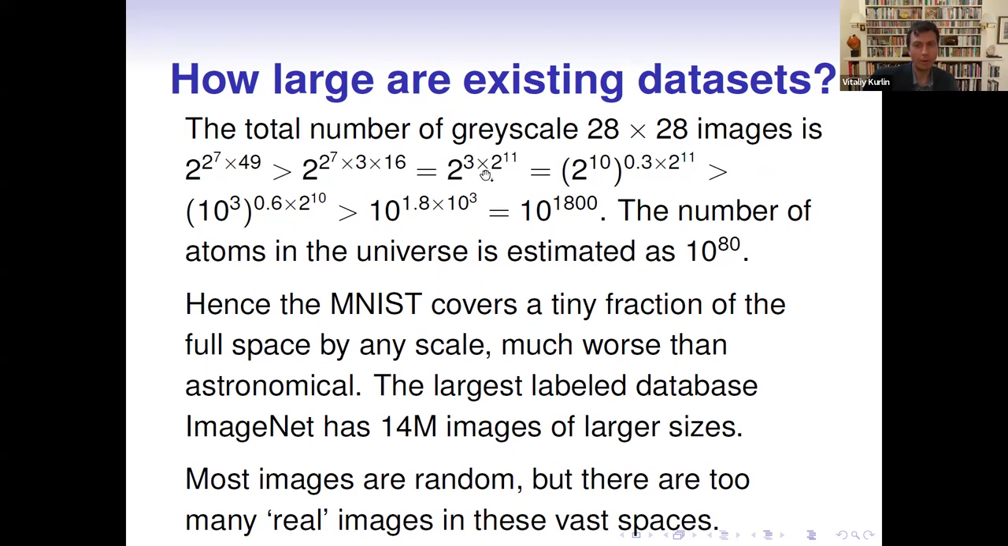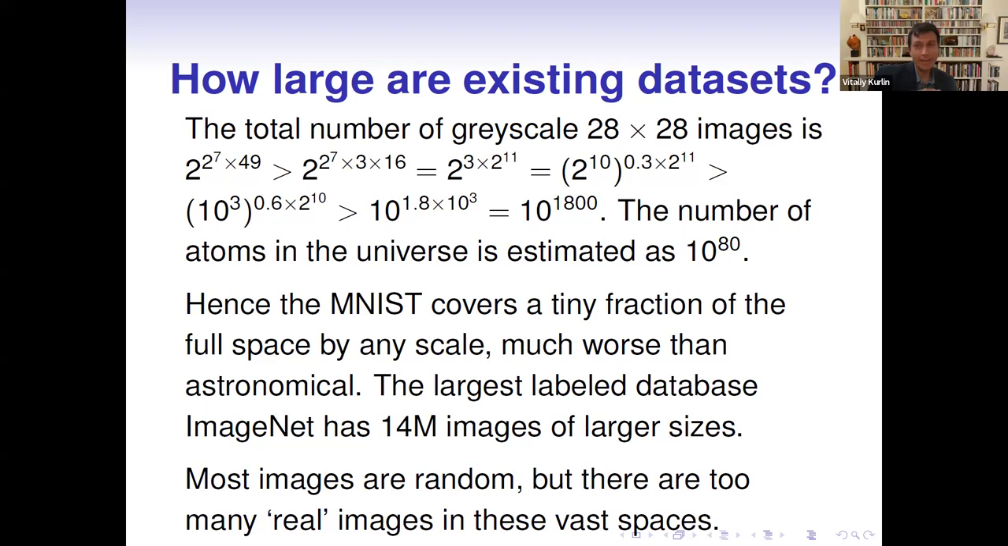A little bit smaller lower bounds, and then replaced 2 to the power 10 by 1,000, by 10 cubed, and as a result, we get a lower bound estimate. So it's a lower bound. It's 10 to the power 1,800. How large is this number? The number of atoms in the whole universe is estimated by chemists as 10 to the power 80 only.